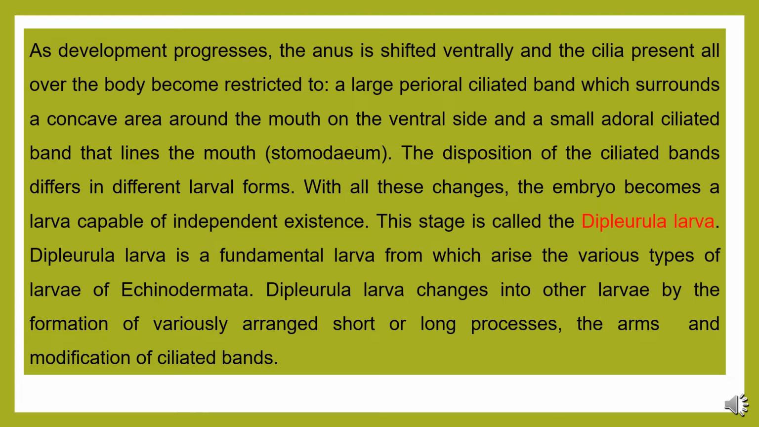Dipleurula larva is a fundamental larva from which arise the various types of larvae of Echinodermata. Dipleurula larva changes into other larvae by the formation of variously arranged short or long processes, the arms, and modification of ciliated bands.